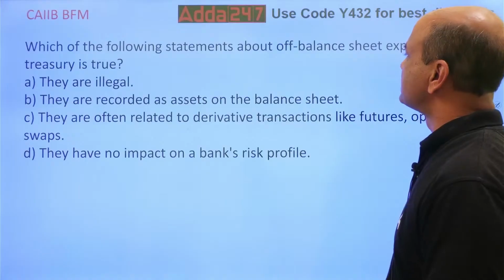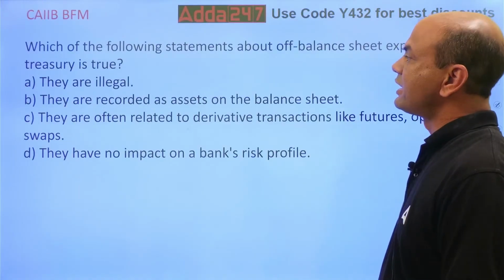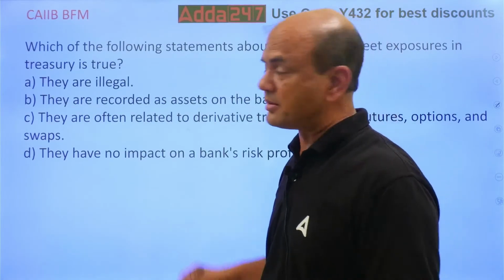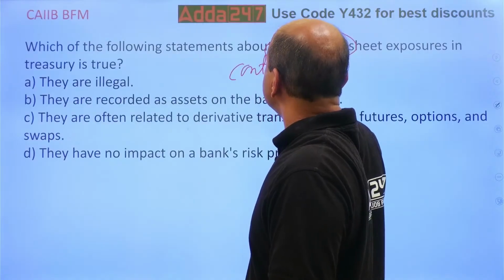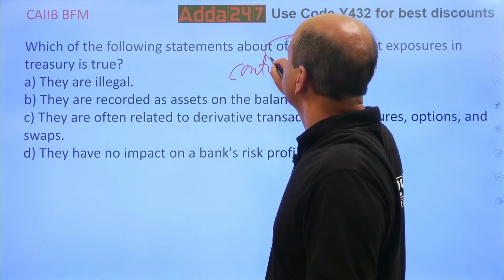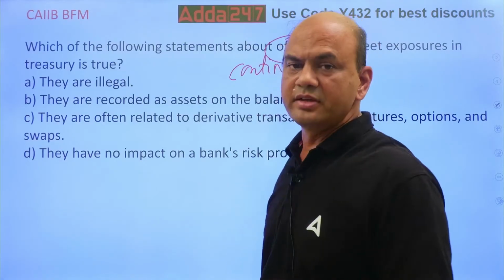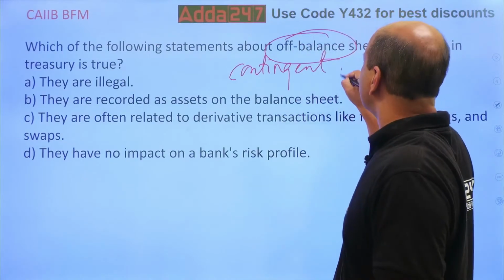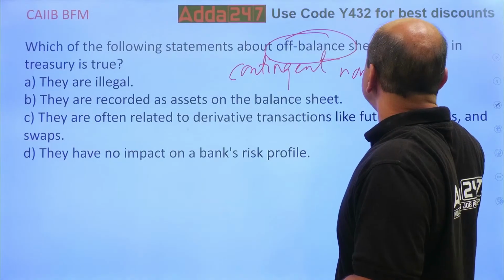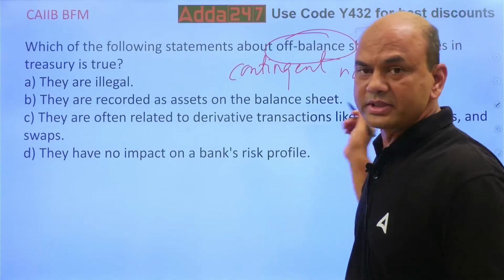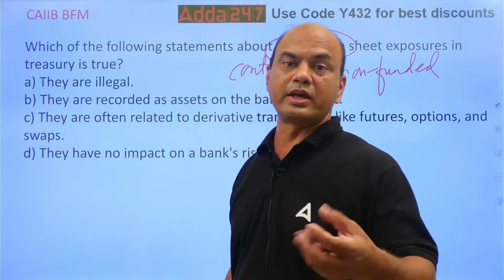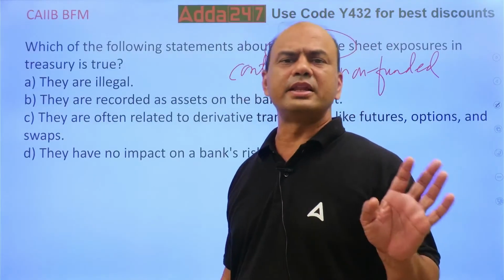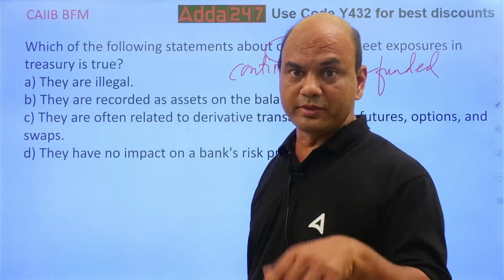Which of the following statements about the off-balance sheet exposure in treasury is true? Off-balance sheet. What is off-balance sheet? These are called contingent liabilities. What are contingent liabilities? These are also called non-funded liabilities. See, various names are there for the same topic. Non-funded: here you don't give the funds out. Only you give your words or your guarantees. So these are all off balance sheet. These will never reflect in the balance sheet. These will reflect in the notes to the balance sheet below.